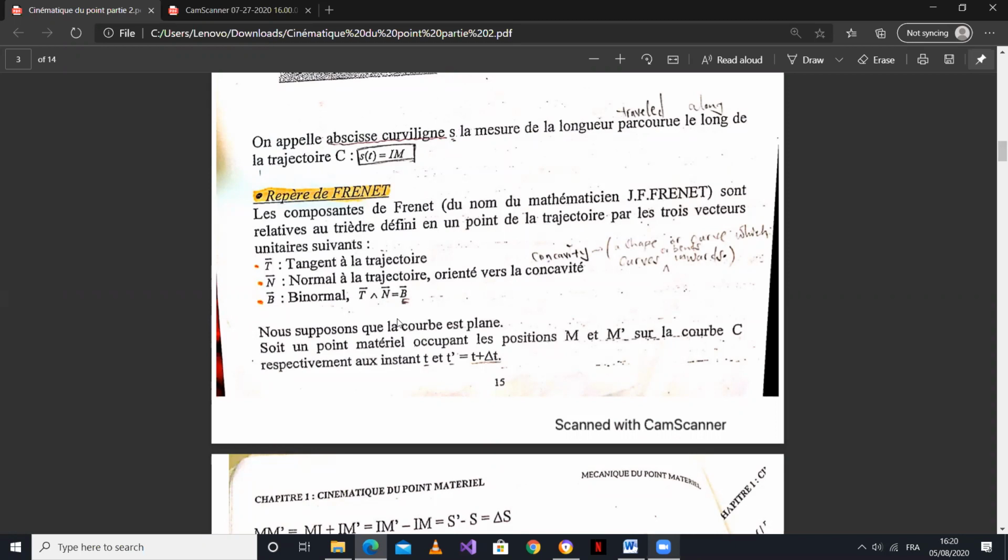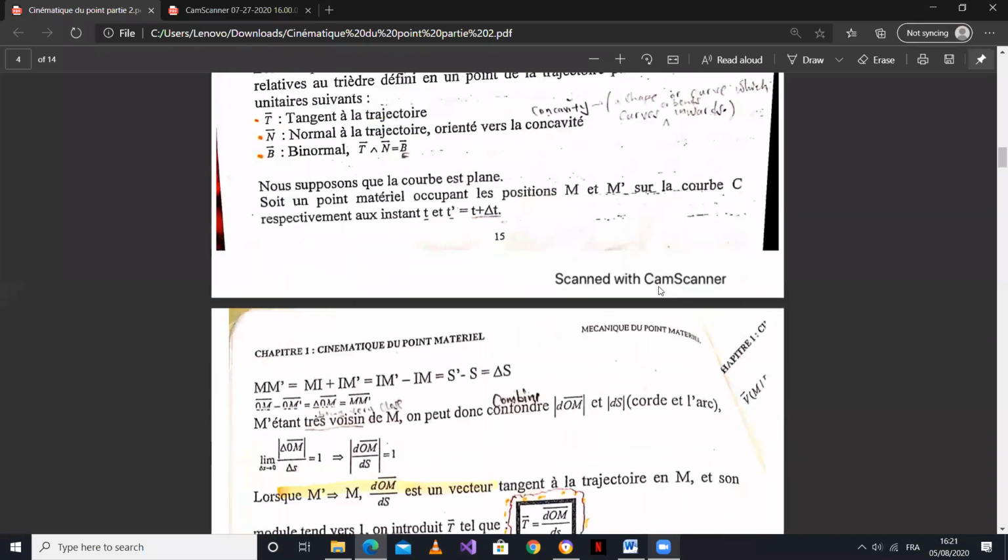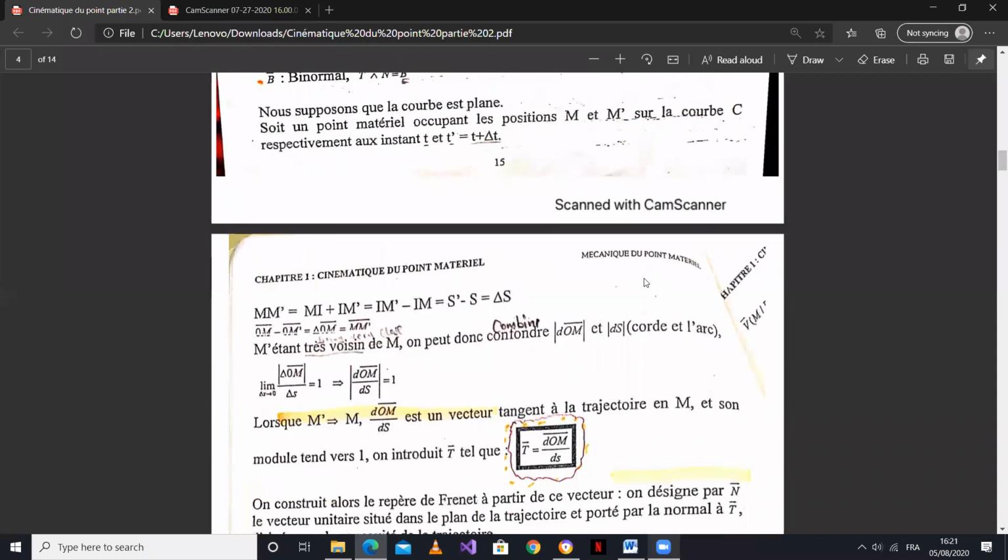So what they're telling us here, we have the point M, and that point M is at time t. Then it moves to M prime, and at M prime, it's at time t prime, okay? And t prime is equal to t plus delta t. So we have MM prime being equal to MI plus IM prime.